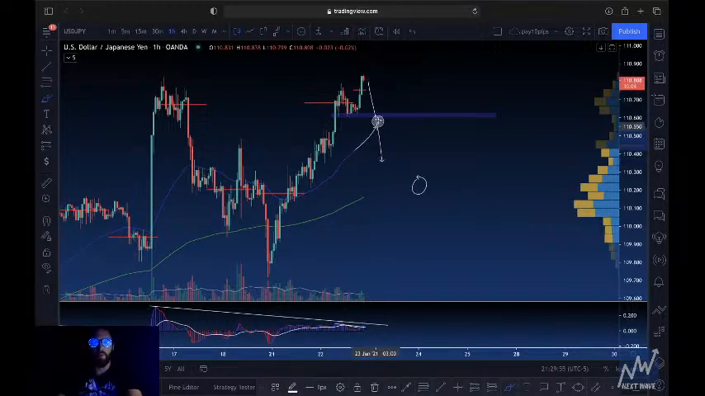And if it could break this 50 EMA as well, that would be a lot more confirmation, retest, and then come down into this area of volume. So that's what I'm looking at for UJ.